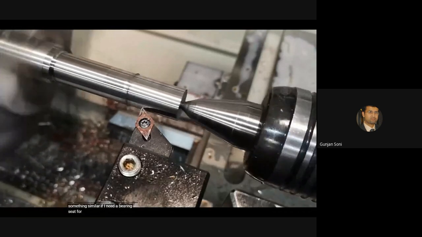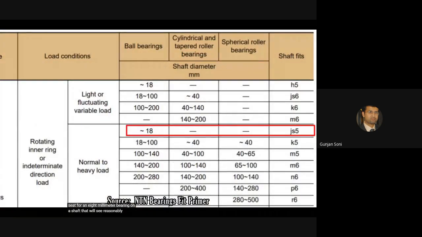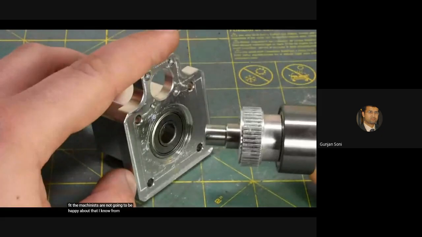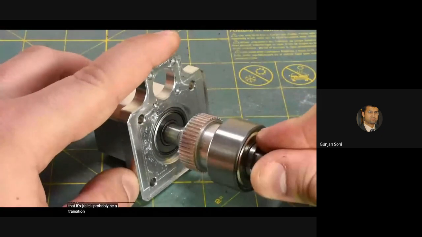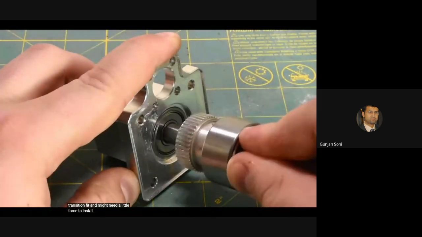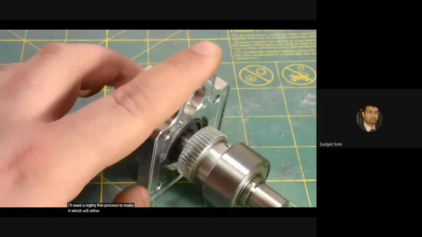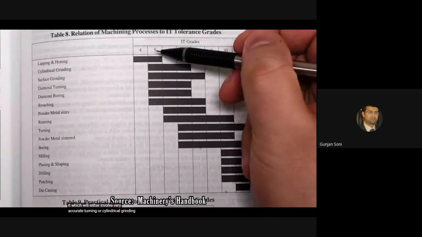If I need a bearing seat for an 8mm bearing on a shaft that will see reasonably high loads, I can see that it recommends a JS5 fit. The machinists are not going to be happy about that. I know from the fact that it's JS, it'll probably be a transition fit and might need a little force to install, and the 5 tells me I'll need an IT5 process to make it, which will either involve very accurate turning or cylindrical grinding.